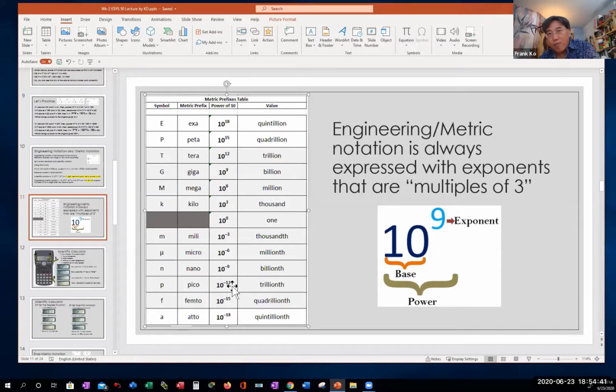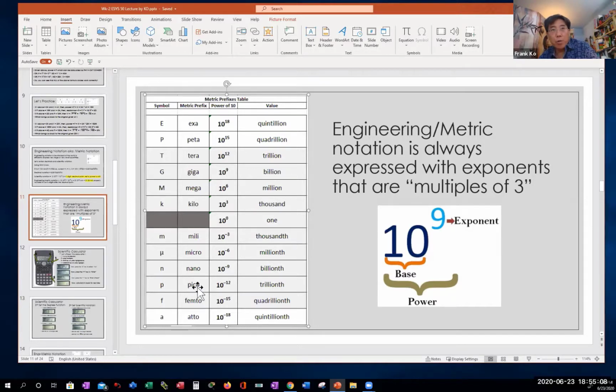Then 10 negative 12, trillionth. What's 10 positive 12? Trillion. 10 negative 12 is trillionth. What is the metric or engineering prefix? It's called pico, lowercase p. So as I say, most of our work will be between trillion down to trillionth. 10 positive 12 down to 10 negative 12, okay?